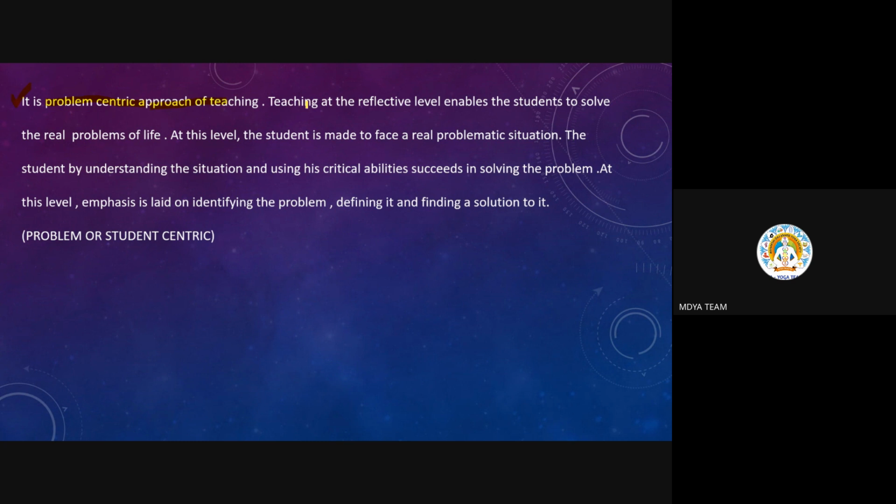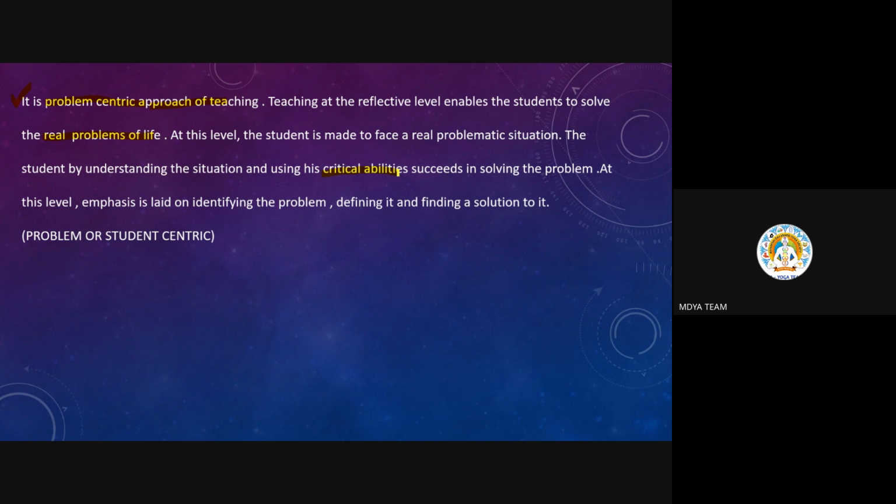Teaching at the reflective level enables the student to solve the real problems of life. Suppose after enrolling in PhD, you are presented with a problem for which you have to find a solution. So in reflective level, students solve the real problems of life. At this level, the student is made to face a real problematic situation. The student, by understanding the situation and using his critical abilities, okay?